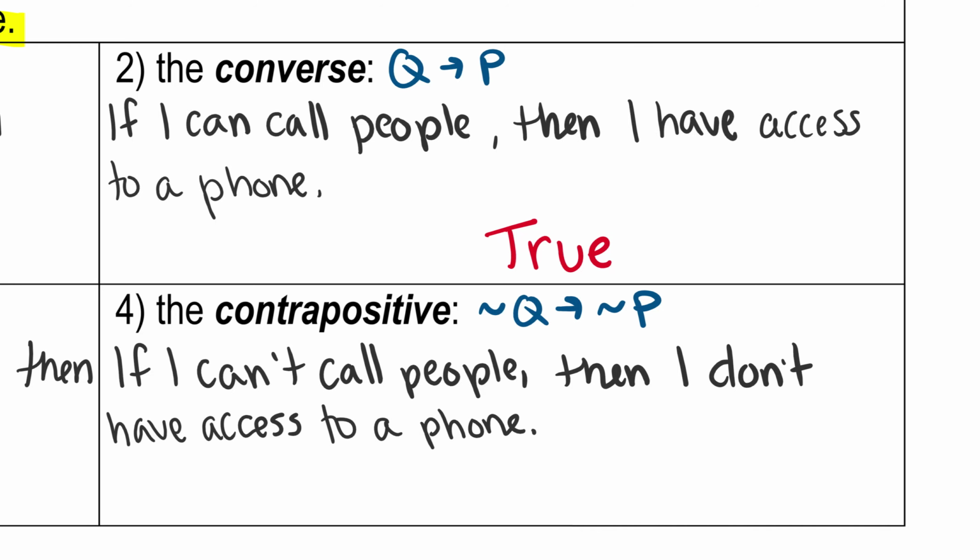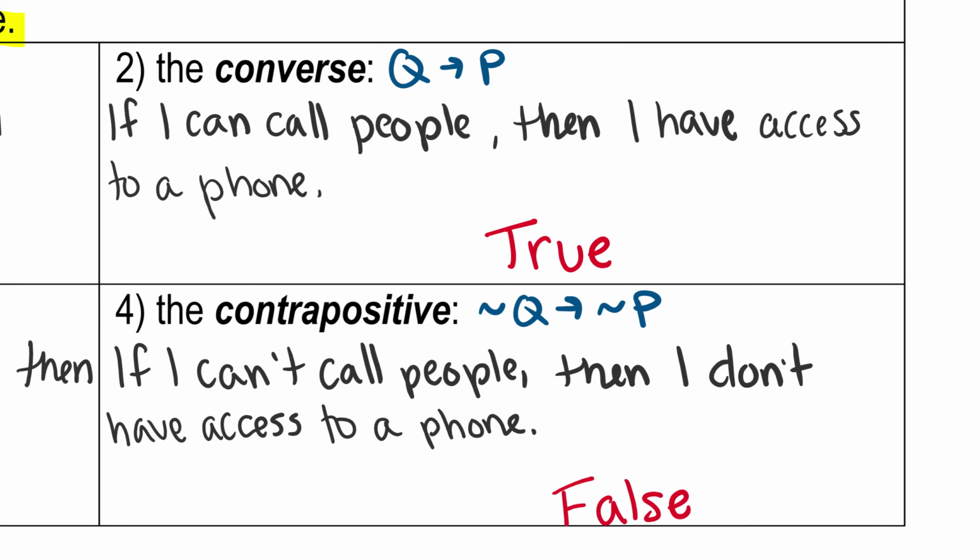And now I'd figure out if it's true or false. If I can't call people, then I don't have access to a phone. Okay, that's true, right? But if I change it, if I can't call people, then I do have access to a phone. Okay, we already established that you can have access to a phone and still not call people. So I can change it up and still be true. So this statement, as it's written, is false.